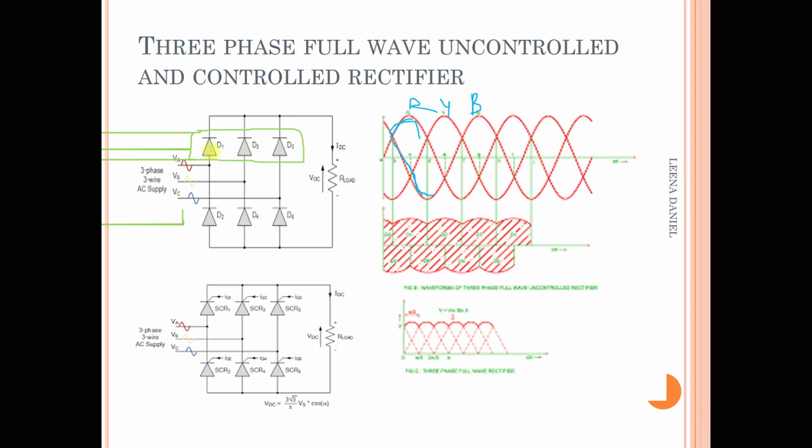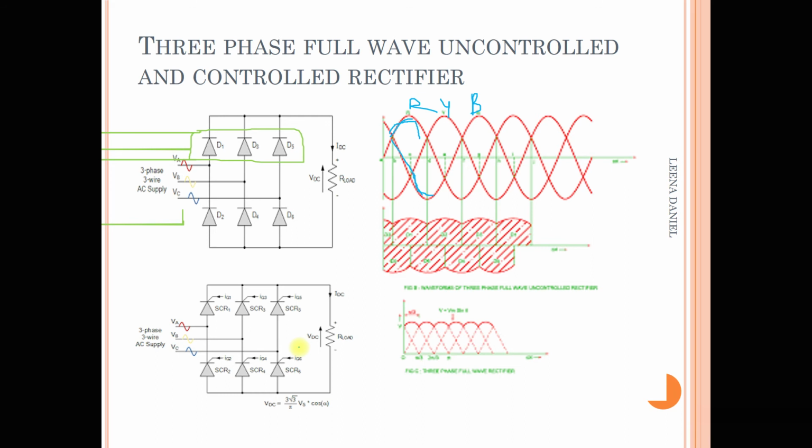Means if we trigger the D1 at omega t equal to 0, then after 120 degree we trigger the D3. After 120 degree we trigger the D5. Similarly for the lower, if D2 is conducting at omega t equal to 30 degree, then after 120 degree, means at omega t equal to 150 degree, we trigger the D4. After 120 degree, like 270 degree, we trigger the D6. Likewise we trigger the thyristor and diodes would conduct, and the angle would be measured.